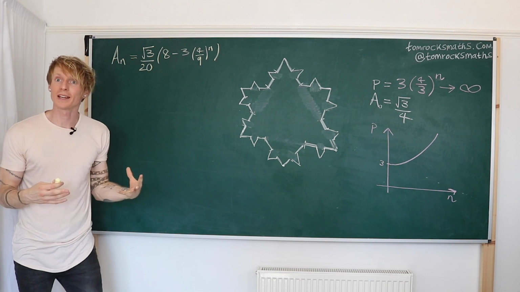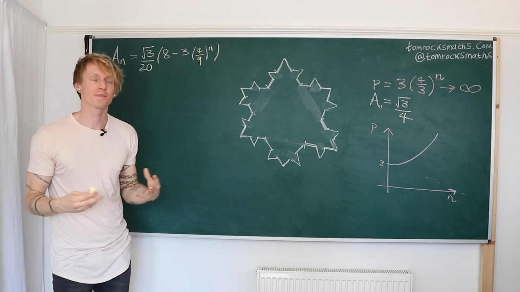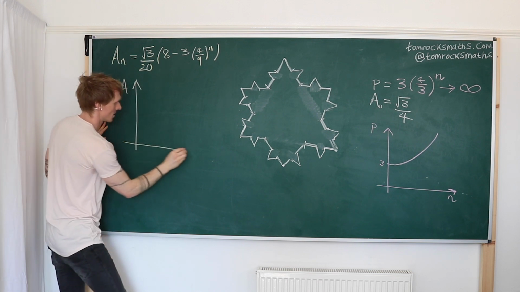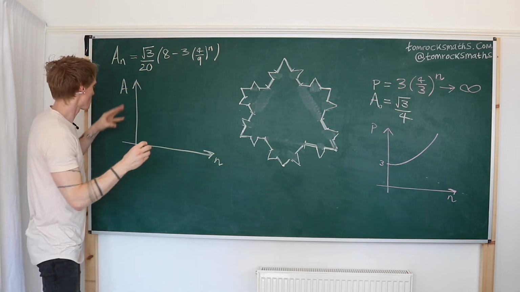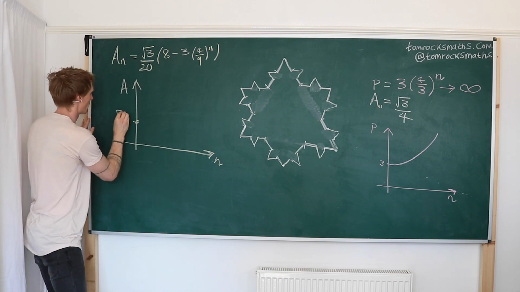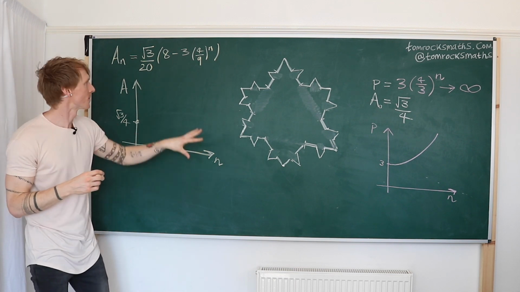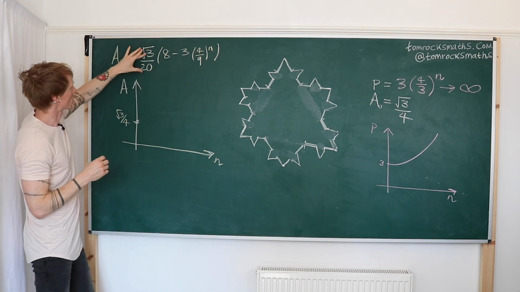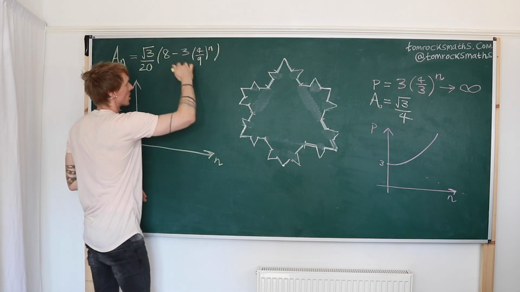Exactly as we did with the perimeter, to investigate this formula further, we want to consider the graph of the function. So again, we plot the area on our y-axis and the number of iterations, n, on our x-axis. So we know the starting value is equal to A0, which is √3 divided by 4. Now, as n goes to infinity, we want to look at what happens to our formula up here. So the first term is just a constant multiplied by 8, so that will not change with the value of n, but the second term will.